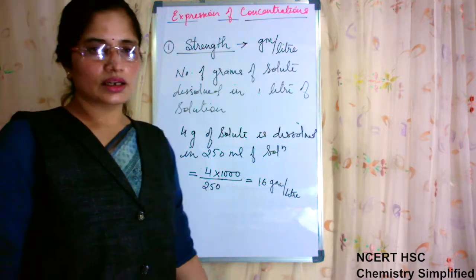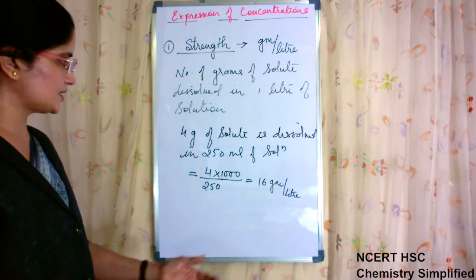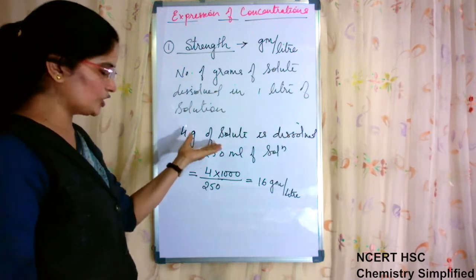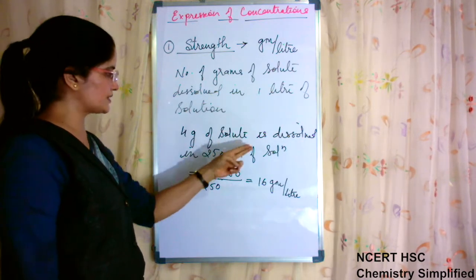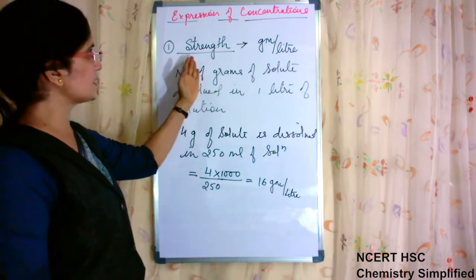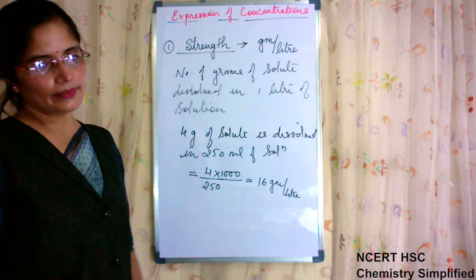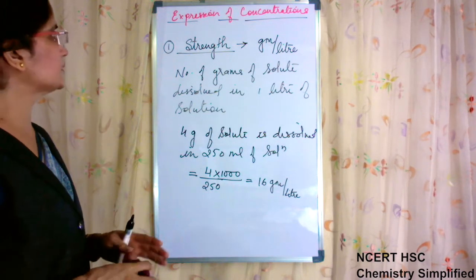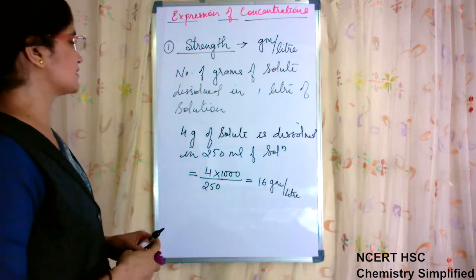So this is the strength of a solution. 16 grams per liter are dissolved in it. And actually what is there? 4 gram of solute is dissolved in 250 ml of the solution. But when we express it, its strength is 16 grams per liter. Clear? So this is one method of expression of concentration.